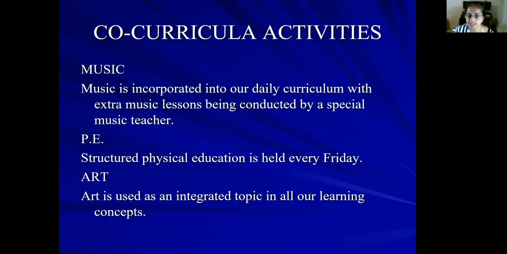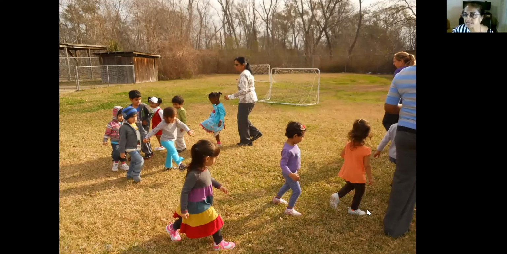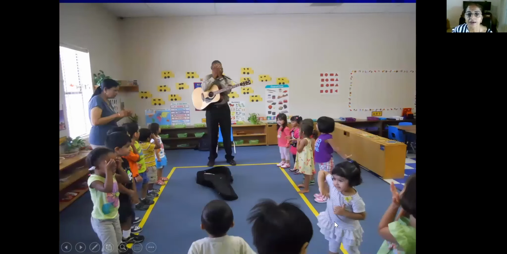Co-curricular activities, music, PE, and art. I do have a few pictures on it. This is our PE class, which sometimes happens in our playground outside or in the gym, depends upon the weather. This is our music class. Like I said, everything happens on the line inside the classroom. You can see how children are all standing on the line and doing their music.